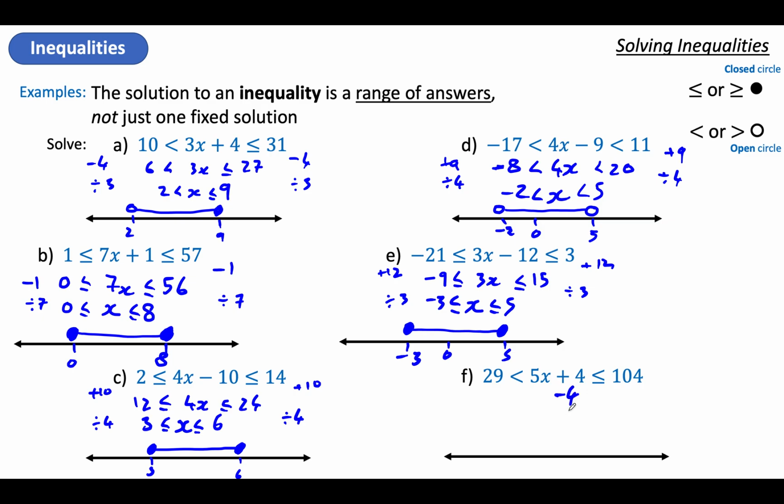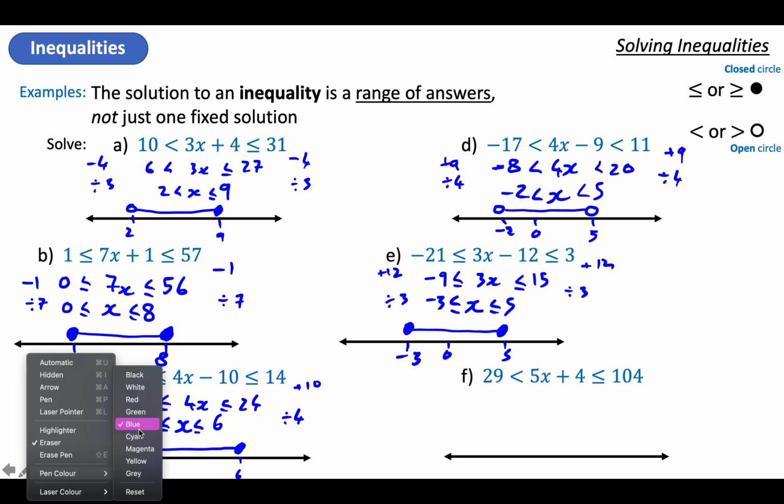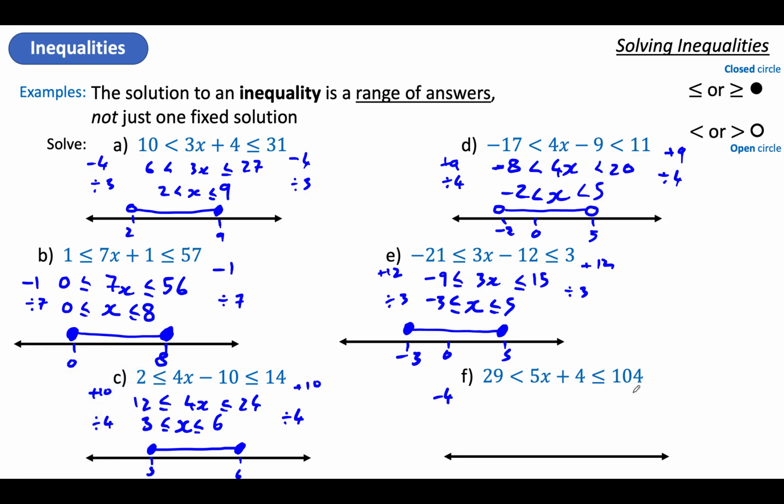Last one. Well, we're nearly there. Take away 4 from it. Do you know, every time I start it by putting it there and I haven't got space. Let's take that off again. So I'm going to take away 4 from all three parts to get 25 is less than 5x, which is less than or equal to 100, and divide by that number touching the letter, which is 5.